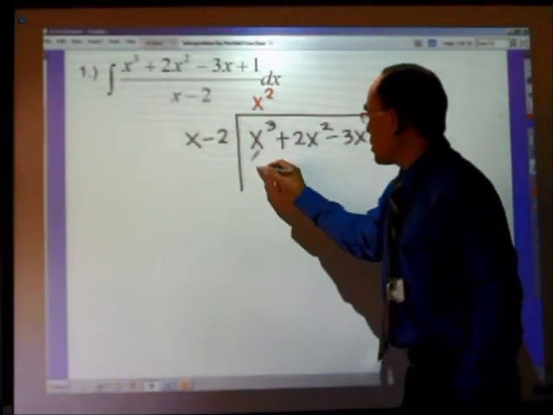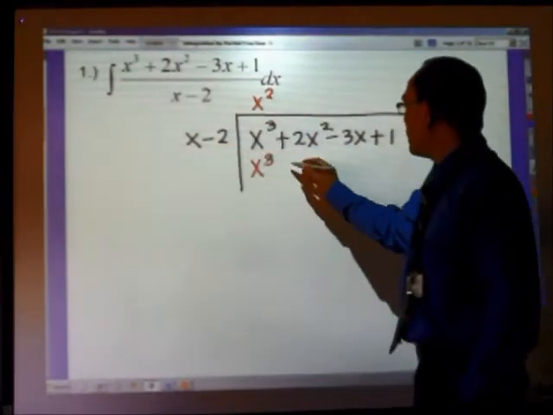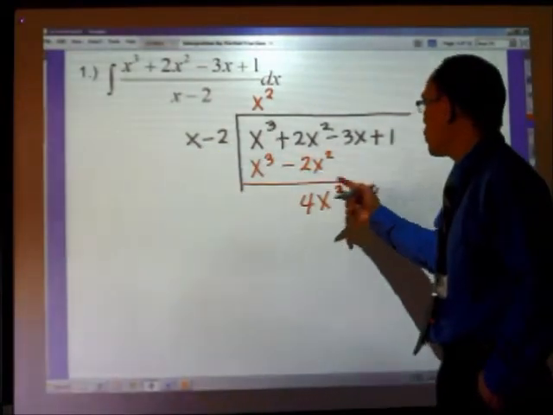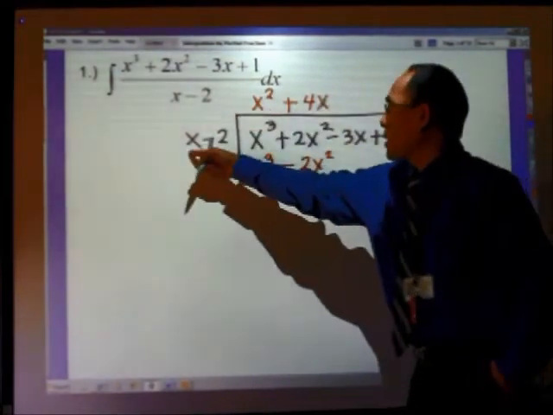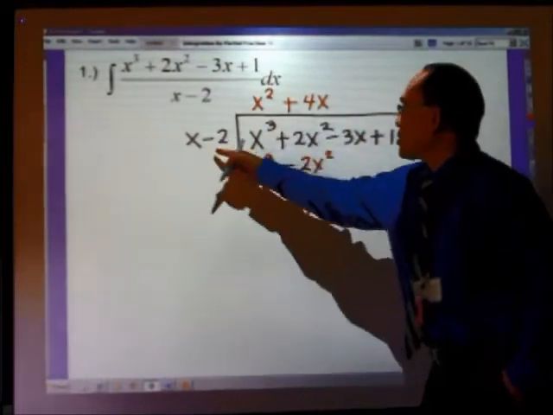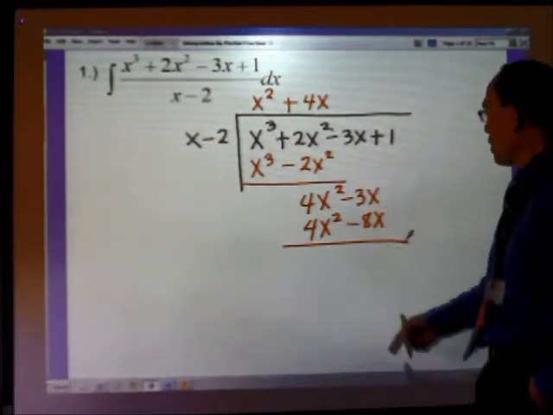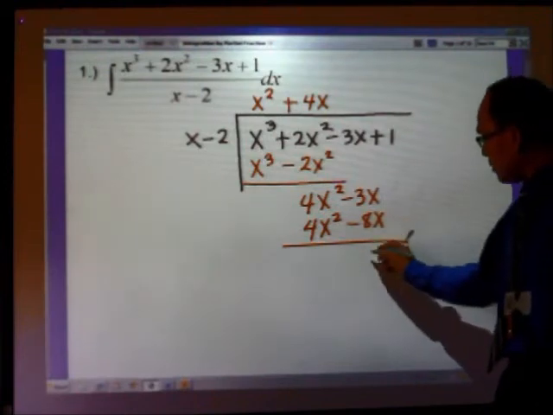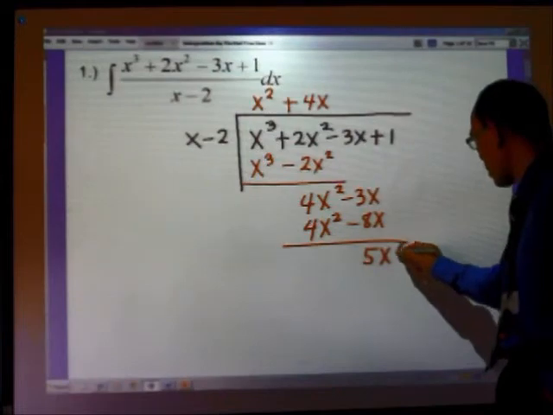X squared times x is x cubed. Then x squared times negative 2x. Then again, first term divided by the first term, 4x squared divided by x, that's going to be positive 4x, and then multiply that. 4x times x is 4x squared, and 4x times negative 2 is negative 8x. Then again subtract. When we subtract that, it becomes 5x. Next, we bring down the last term there, 1.